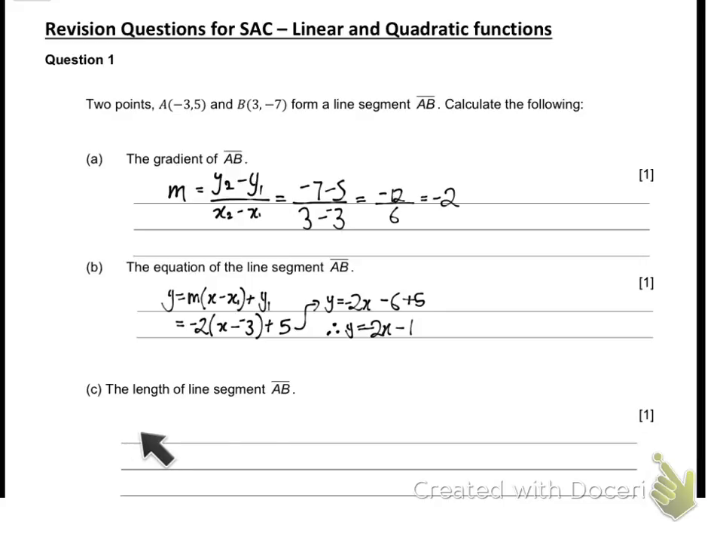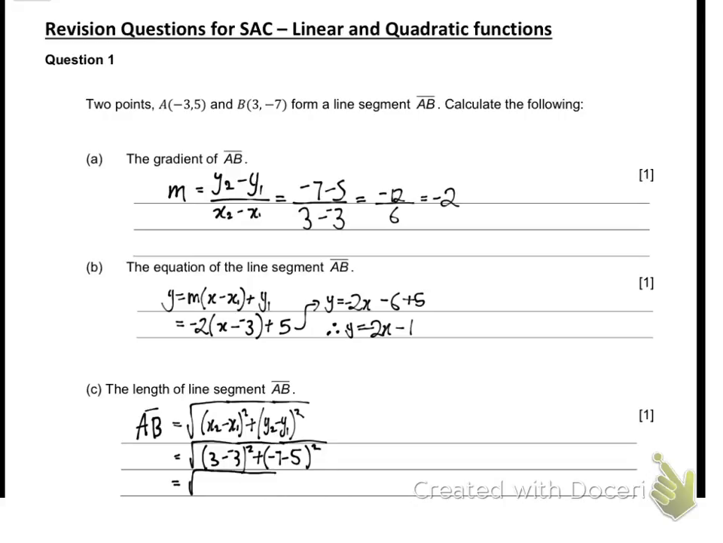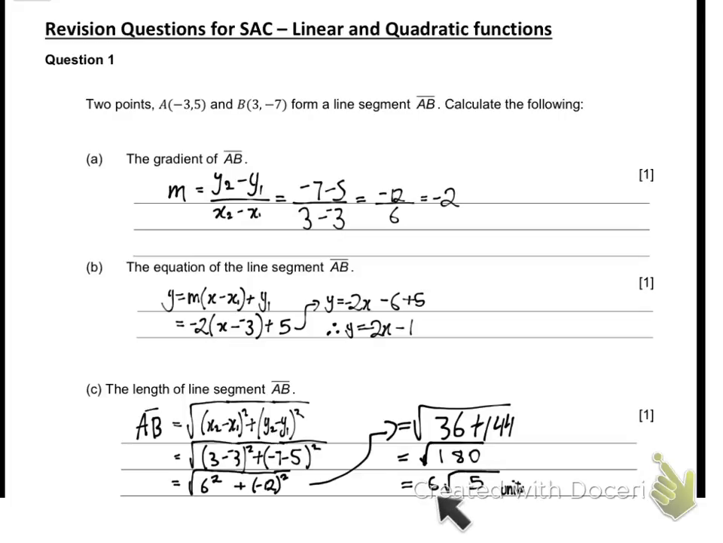And then the length of a line segment, well, we use this formula. The difference in the x squared plus the difference in the y squared, and then square root. So we substitute in our x coordinates and our y coordinates, and make sure here this is a 3 subtracting negative 3, which is an addition of 3's, so it gives you a 6. And we square each number and square root, and we get, there it is, square root of 180, which is 6 root 5 units.